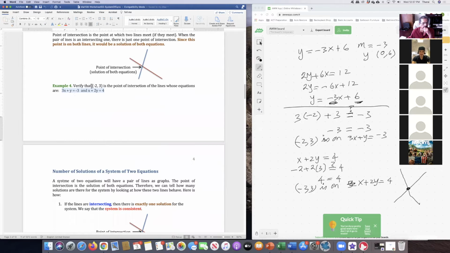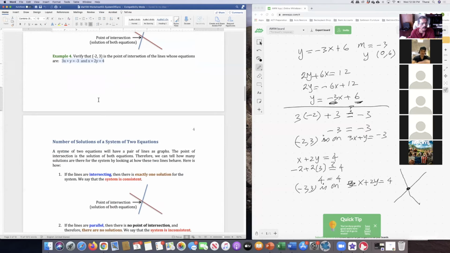See, (2, -3) is a solution of both of these equations. It satisfies both. So the point of intersection has to be a solution of both equations, a pair of numbers that will satisfy both equations. That's what the point of intersection will be.